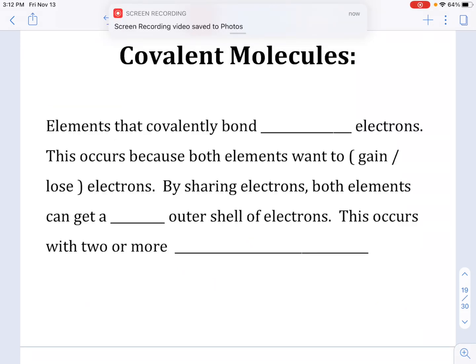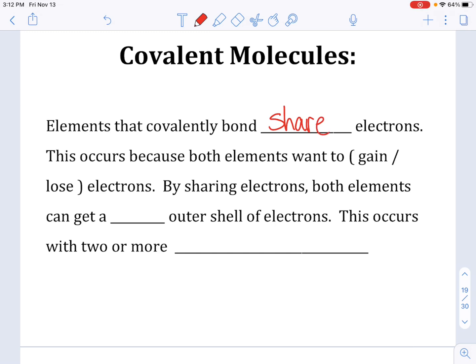Okay, so let's wrap this up with a summary. Covalent molecules, elements that covalently bond, share electrons. This occurs because both elements want to gain electrons. By sharing electrons, both elements can get a full outer shell of electrons. This occurs with two or more non-metals.